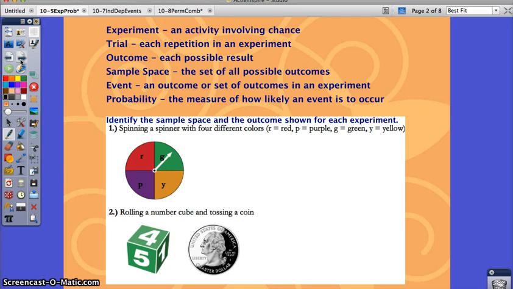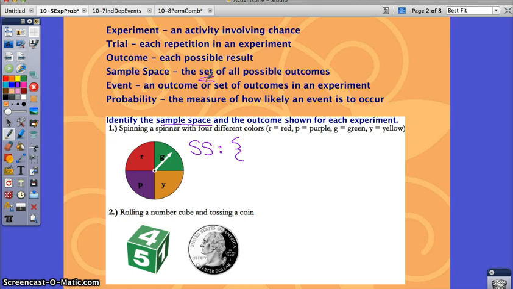In example 1 and example 2, I want you to identify the sample space and the outcome shown for each experiment. So the sample space is always a set. I'm going to label mine SS for sample space, but however you write it, it must be in these curly brackets, okay? You don't necessarily need this label, but I like to label it. You definitely need the brackets because it is a set. Last time we saw sets with domain and range, we used those curly brackets.